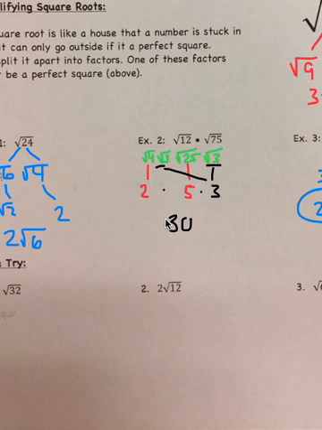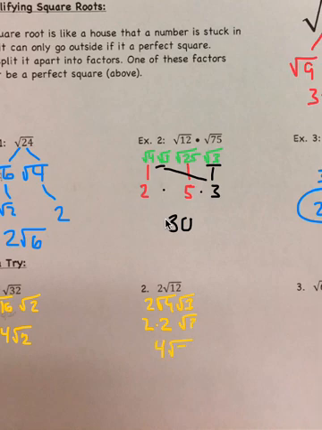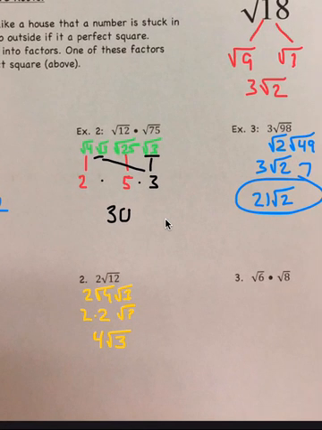Square root of 32, I'm going to make this the square root of 16 and the square root of 2, so it easily simplifies to 4 square roots of 2. Like I said, we want to get the largest perfect square out of it. Here, 2 times square root of 4 times square root of 3, 2 times 2 times the square root of 3, and so it becomes 4 times the square root of 3.